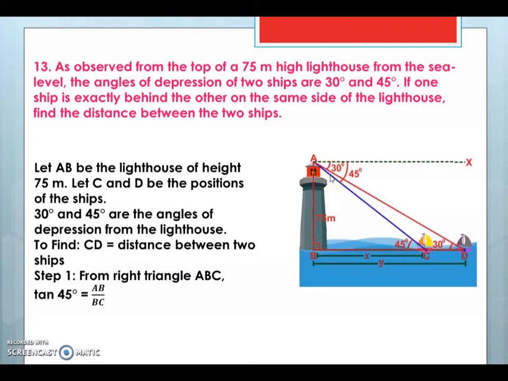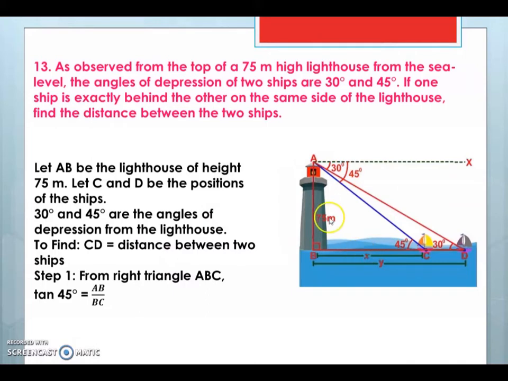Angles of depression are given as 30 degrees and 45 degrees. Angles of depression have to be marked here with respect to the horizontal. These are the angles of depression. And these are alternate angles, so they are equal. This angle and this angle are equal because they are alternate interior angles. This horizontal is parallel to this sea level. And this 30 degrees and this angle is also 30 degrees because they are alternate angles.